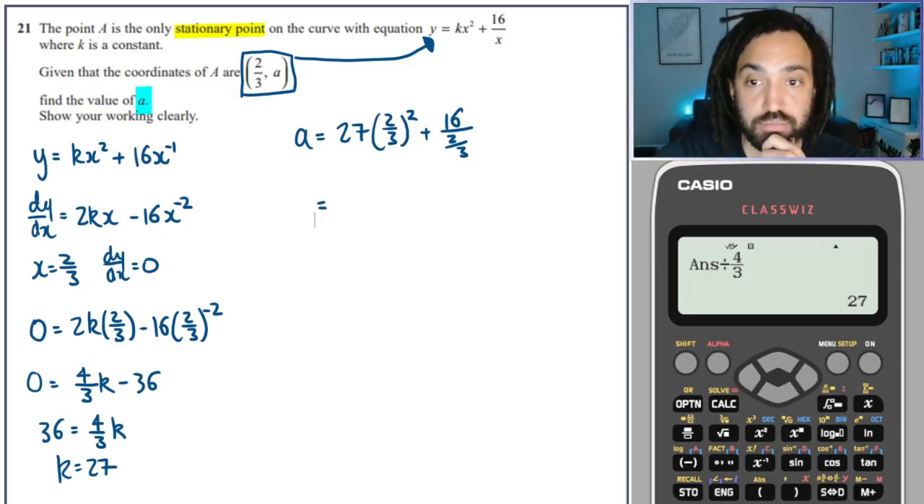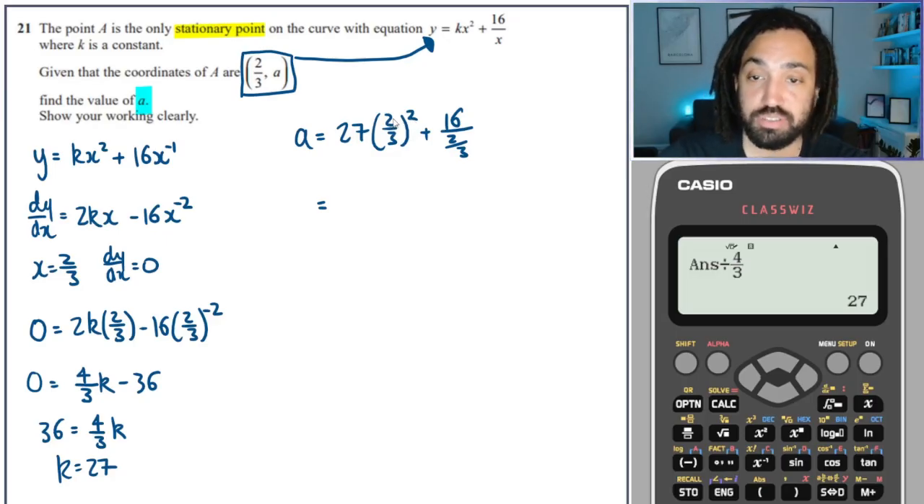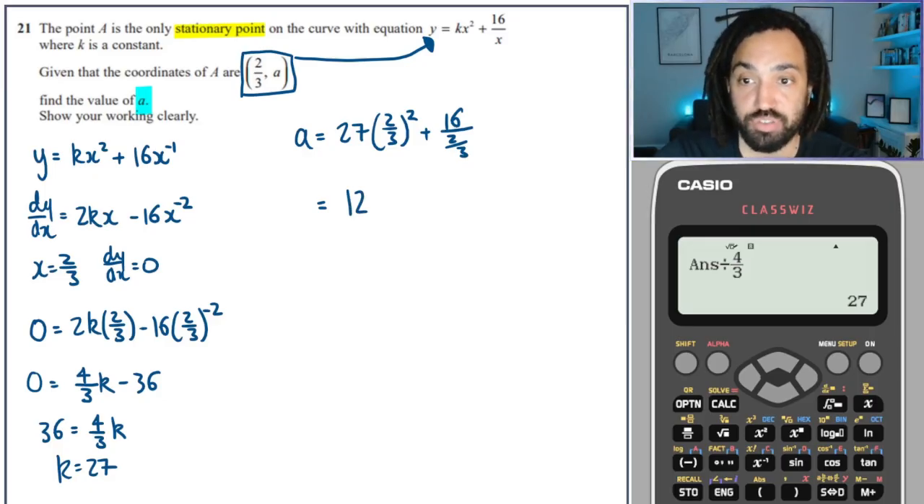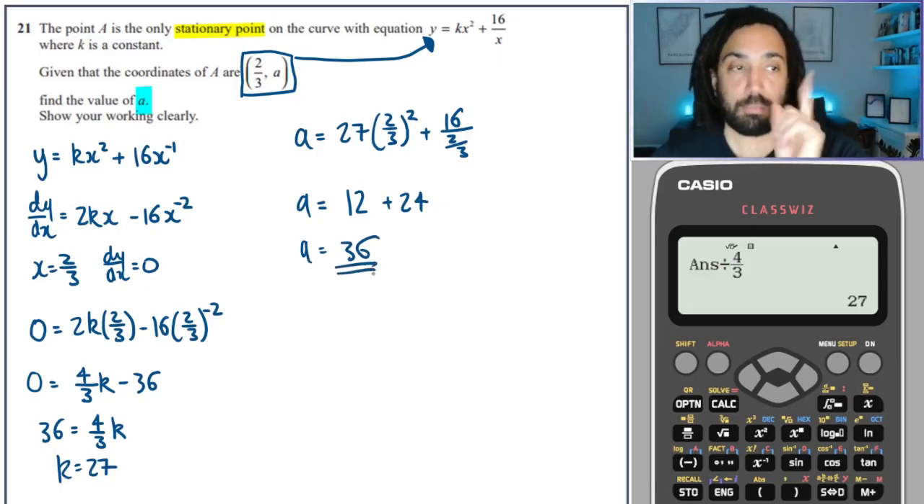Okay, I probably should do this in my head, shouldn't I? Look, on the bottom here is a 3, and that's going to be squared, so that makes a 9. So then we're dividing 27 by 9, which gives you 3. Then we're timesing it by 2 squared, which is 4, so that gives you 12. Now when we do 16 divided by 2/3, it's the same as timesing by 3 over 2. So 16 times 3 is 48, and then divided by 2 is 24. So therefore we have a is equal to 36. Bosh.